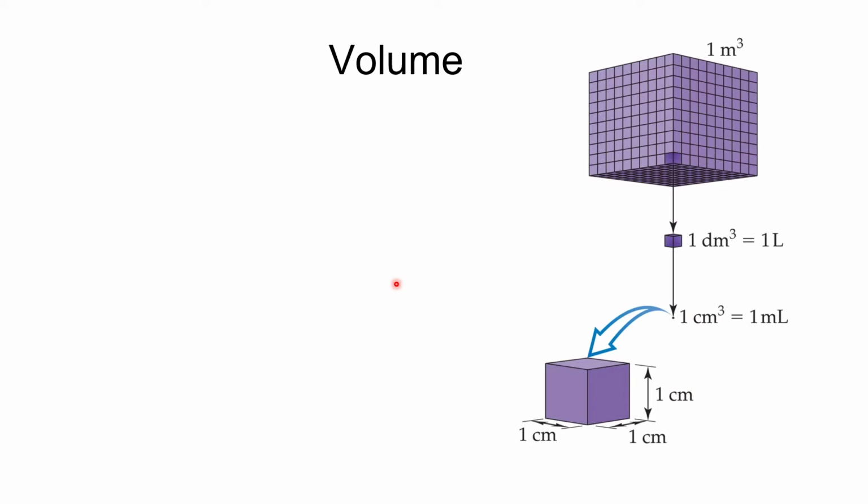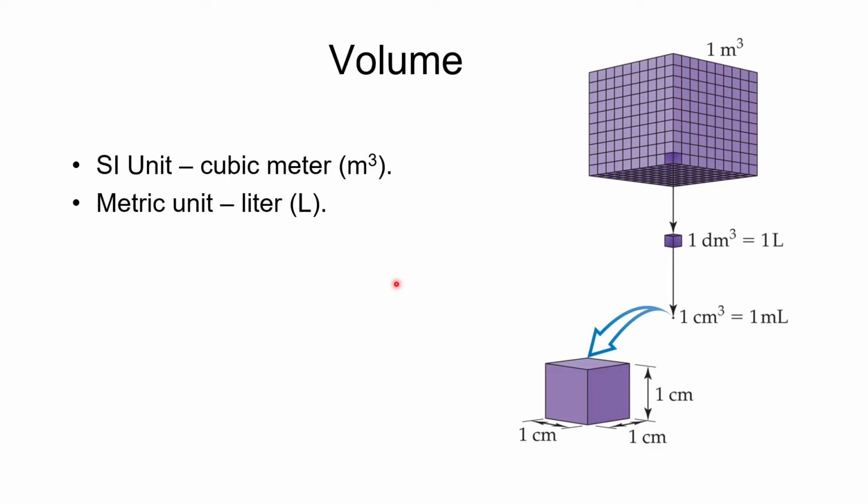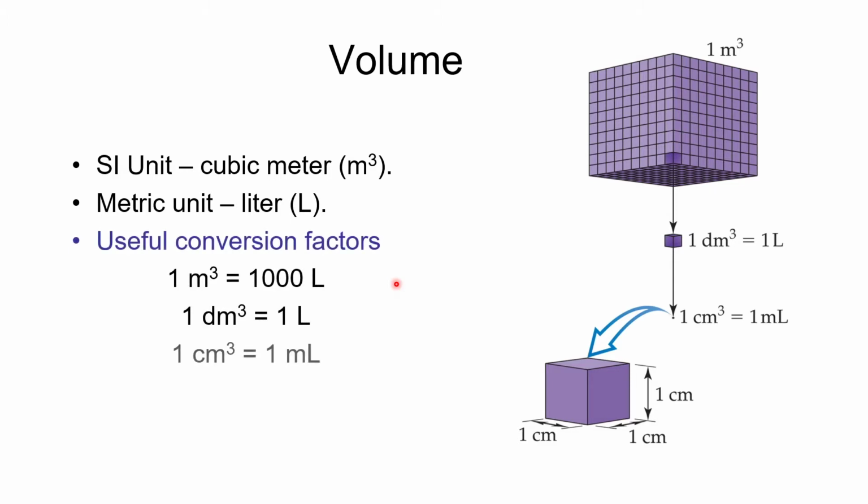All right, so now for volume, our SI unit of volume is the cubic meter. The problem with a cubic meter is it's huge. So 1 meter by 1 meter by 1 meter, that's a large volume. If you're talking about how much water you drank today, you're not going to use cubic meters for your unit. You might use liters. Liters is our metric unit. And fortunately, there's an easy conversion between cubic meters and liters: 1 cubic meter is equal to 1,000 liters.